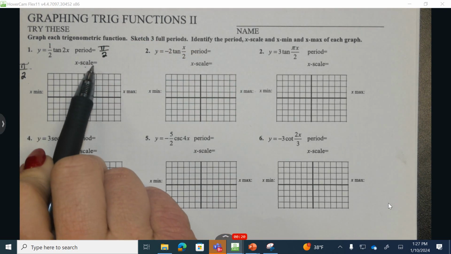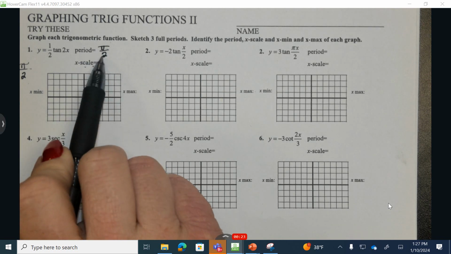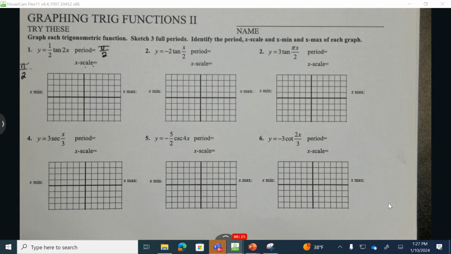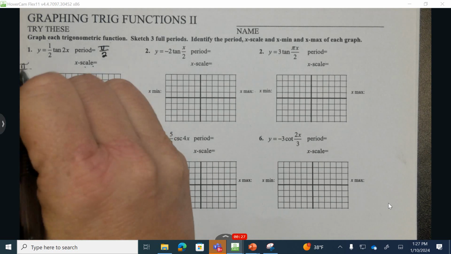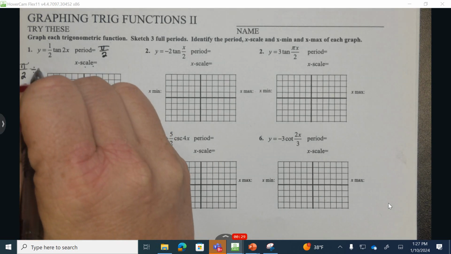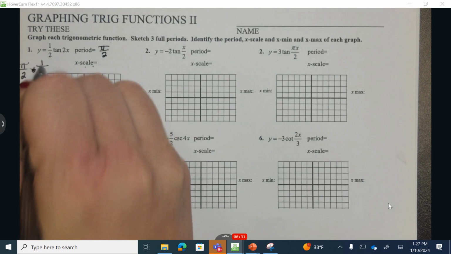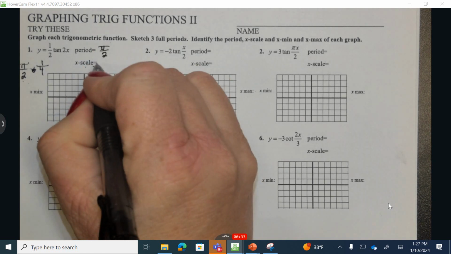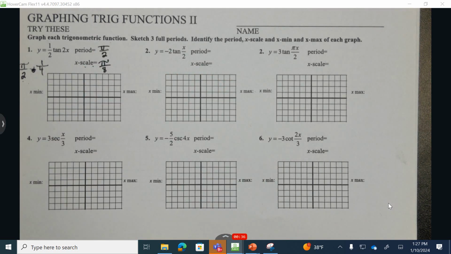And then to figure out the scale factor, I'm going to take the length of this cycle and divide it into 4 equal steps. When I divide this by 4, I know that's the same thing as multiplying by 1/4. I end up with 1 pi over 8, or pi over 8.